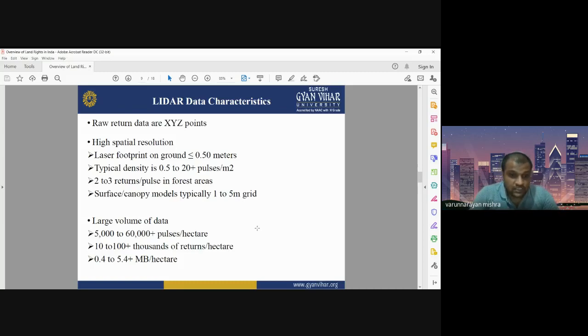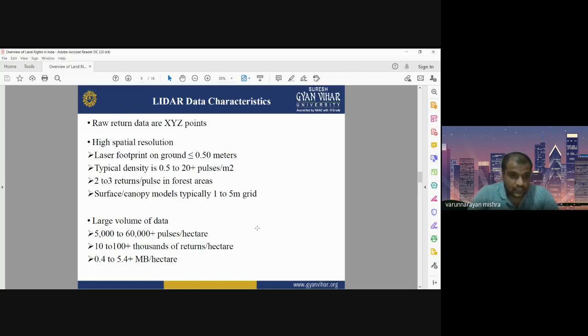The third one is 2 to 3 returns per pulse in the forest area. If you are scanning the forest area, the criteria is that you should have at least 2 to 3 returns per pulse, meaning for each pulse you may have 2 to 3 returns of that energy. And if you are using the lidar for surface or canopy mapping, typically it will provide you 1 to 5 meter of the grid. Means the spatial resolution, or you can say the grid size or the pixel size, will be between 1 to 5 meter.